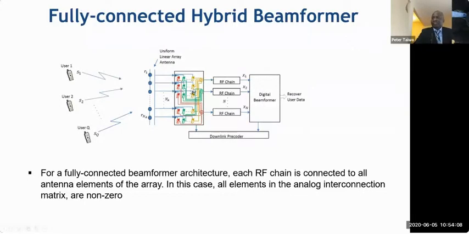So for a fully connected hybrid architecture, which is described here, each RF chain is connected to all the elements on the ULA. It's connected to all the phase shifters that connect to all the elements on the ULA. So in this case, the analog matrix describing this will have all of them be non-zero values.